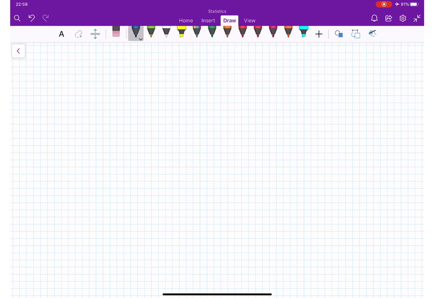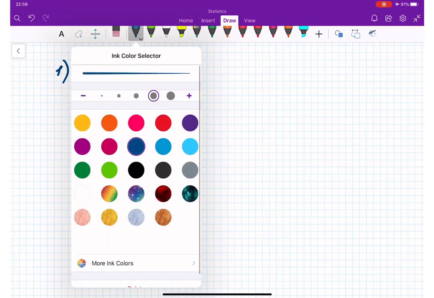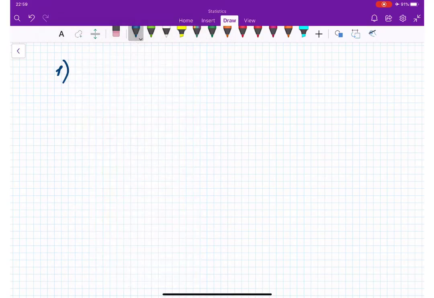Okay, question number 1. Logarithm 16 by base 4 is equal to. So what we need to do, we need to convert to an exponential equation.